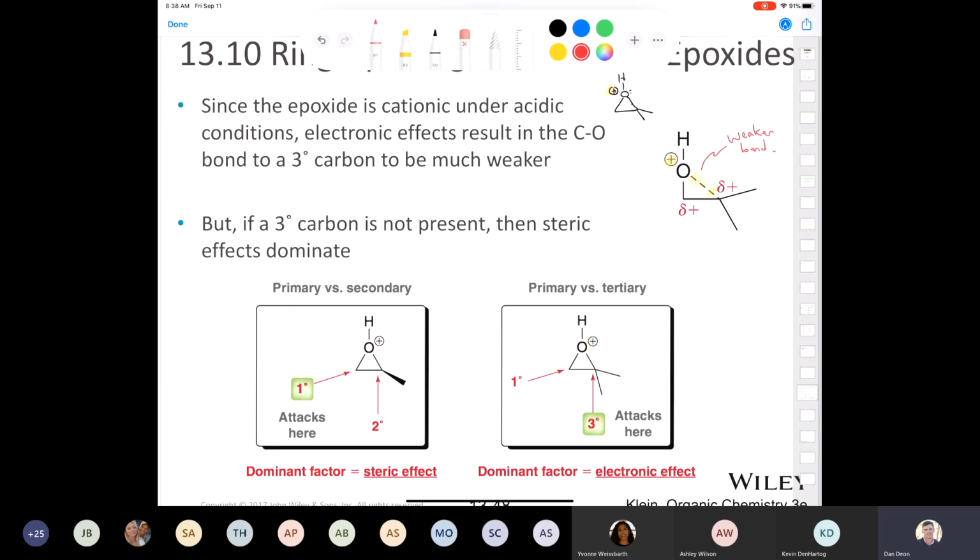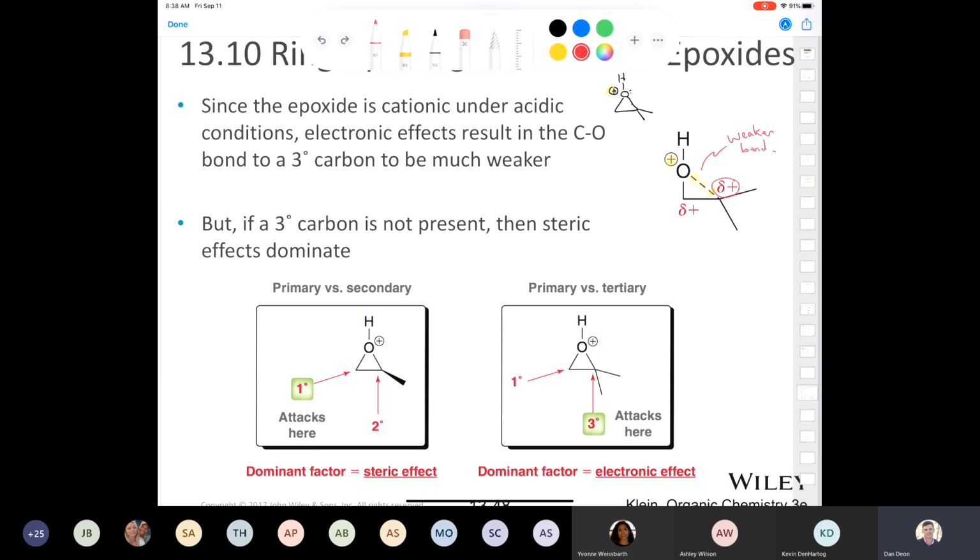And why would that be weaker? It's because if you were to stretch that bond out and put more partial positive character on here than here, the delta plus is going to be more comfortable on a tertiary position, right? It's going to be more partially stabilized by hyperconjugation. Okay, so that's the rationale. That's the answer. That's the man behind the door.